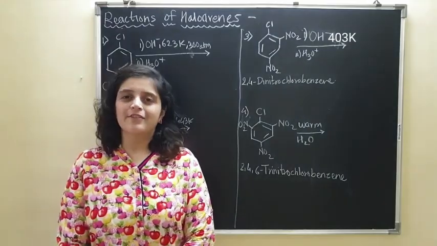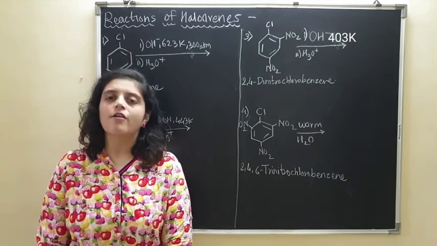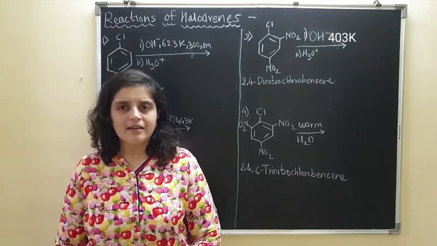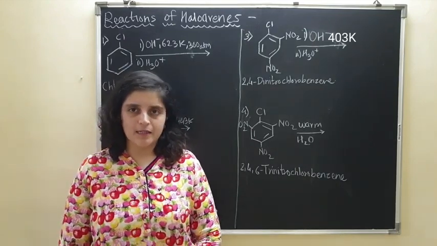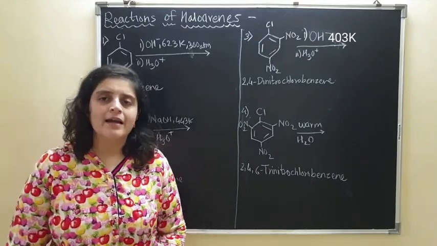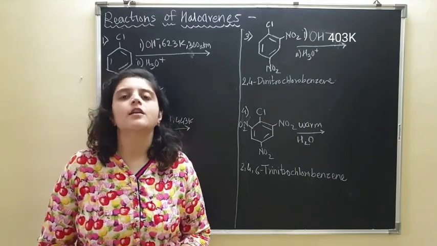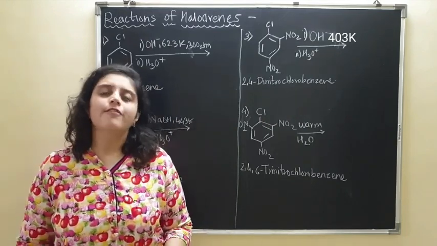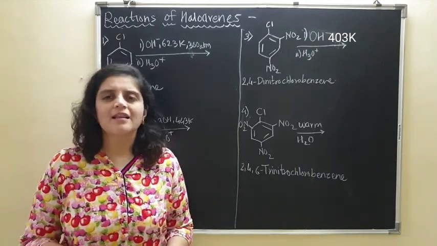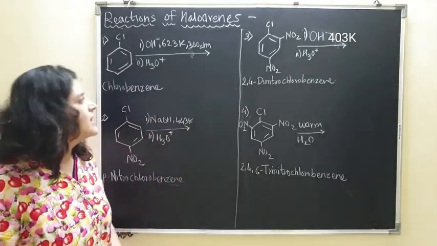Everyone, in the previous video we discussed nucleophilic substitution reactions of aryl halides. We know that aryl halides are less reactive towards nucleophilic substitution as compared to alkyl halides. But if an electron withdrawing group is present at the ortho or para position of the aryl halide, then it may undergo this nucleophilic reaction a little more easily. So now let us understand this with some examples.